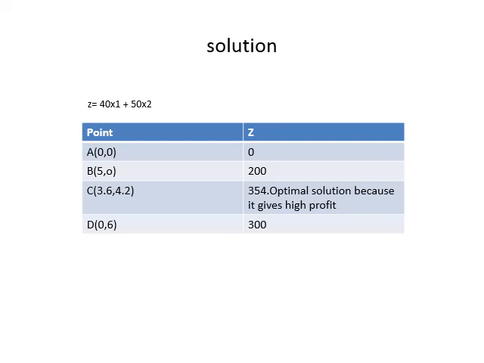The optimal solution is that solution which gives maximum profit. We will get maximum profit when we produce 3.6 of x1 and 4.2 of x2.